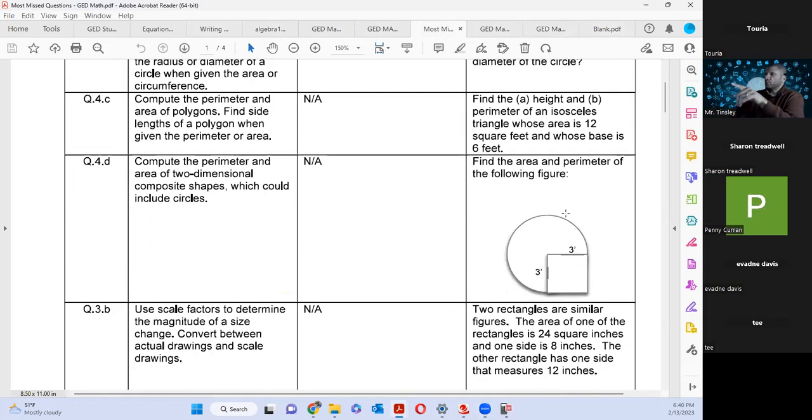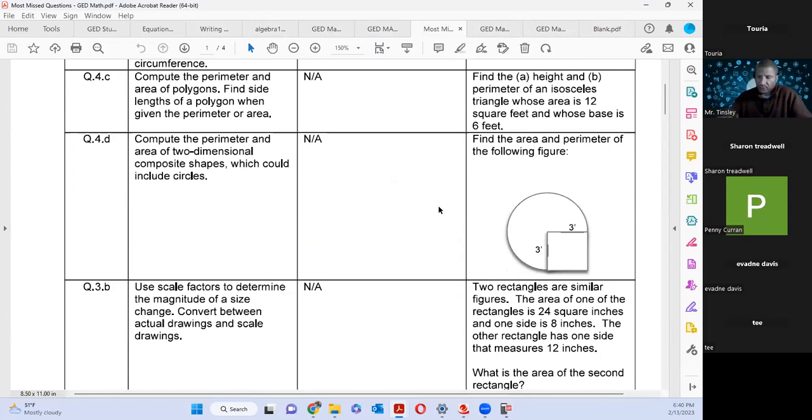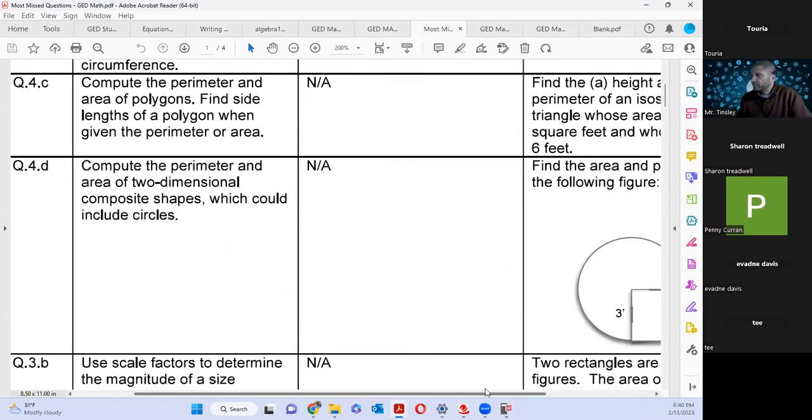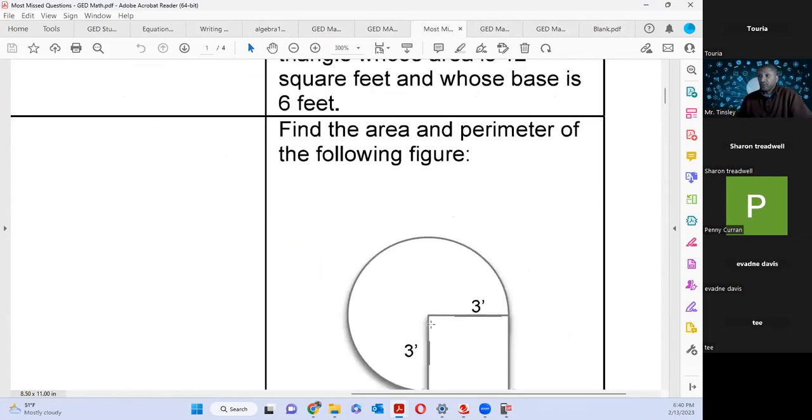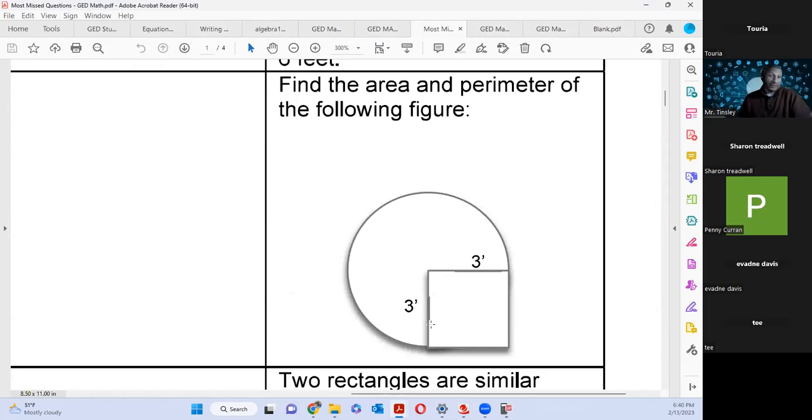Now this one here, find the area and perimeter of the following figure. Right? Let me show you. Wow. Would you look at that problem? Would anybody even know how to do it? Now, I can tell you this, almost guaranteed you're not going to see anything this hard, even though this is on their list as one of the most missed questions. If you know how to do this problem, you can probably do any other problem they're going to give you. Okay. This problem has how many shapes?